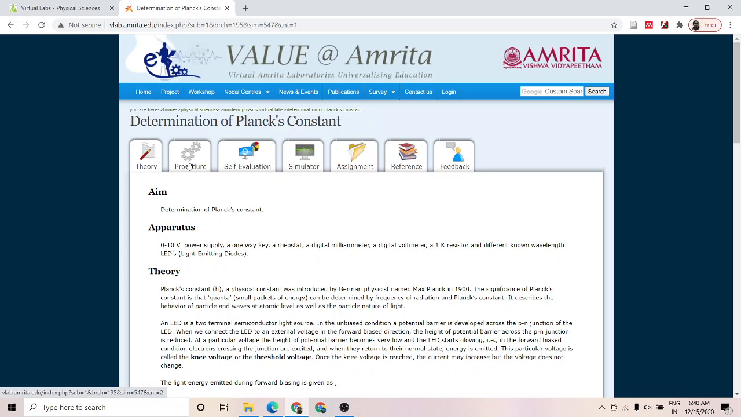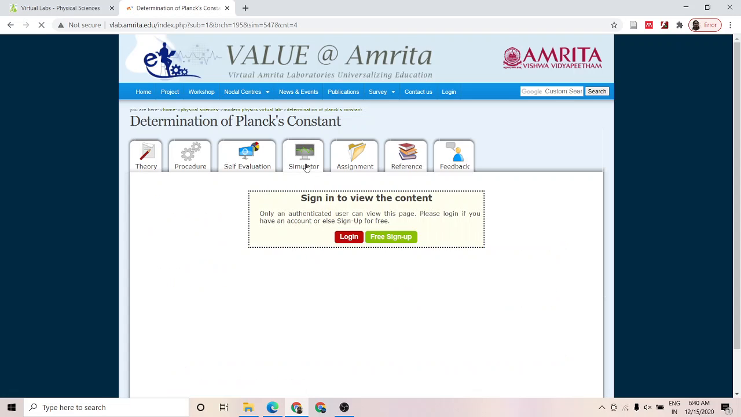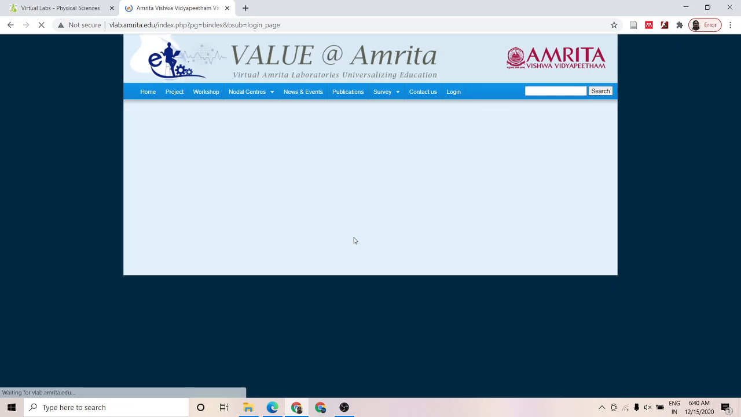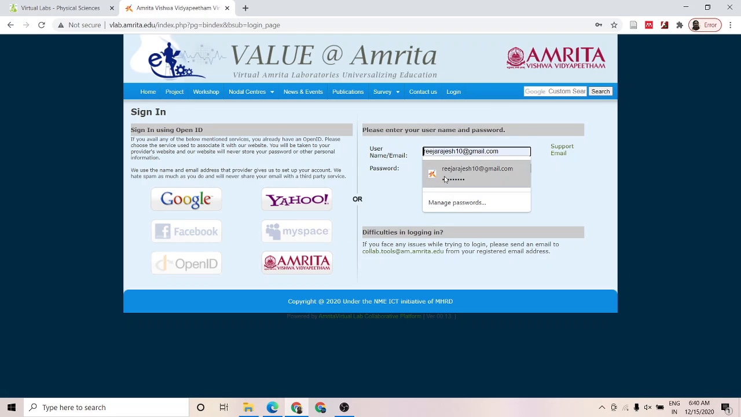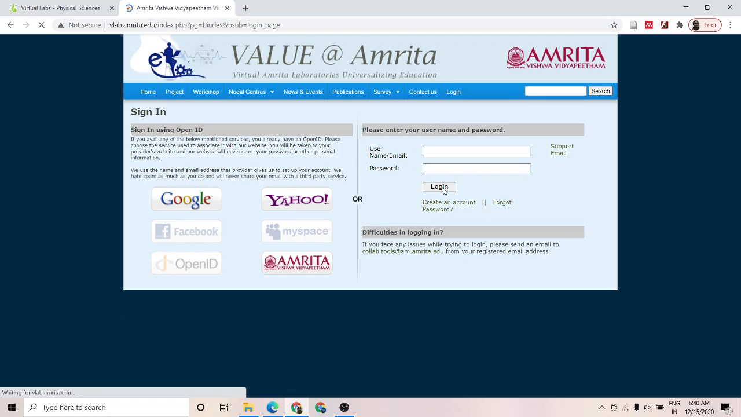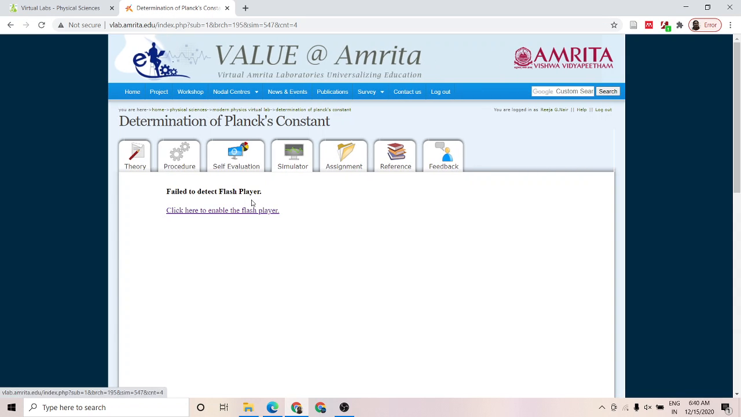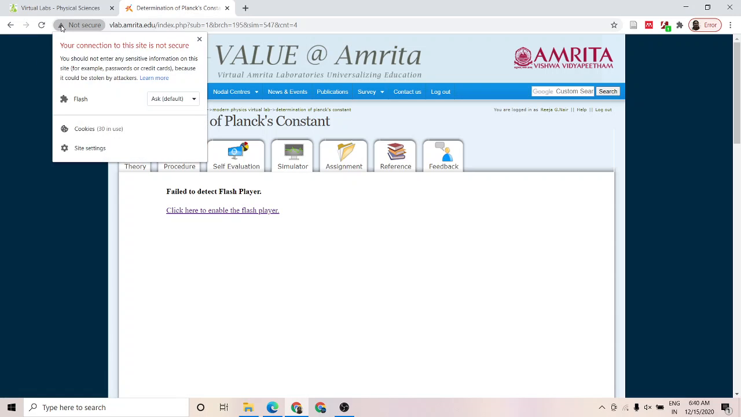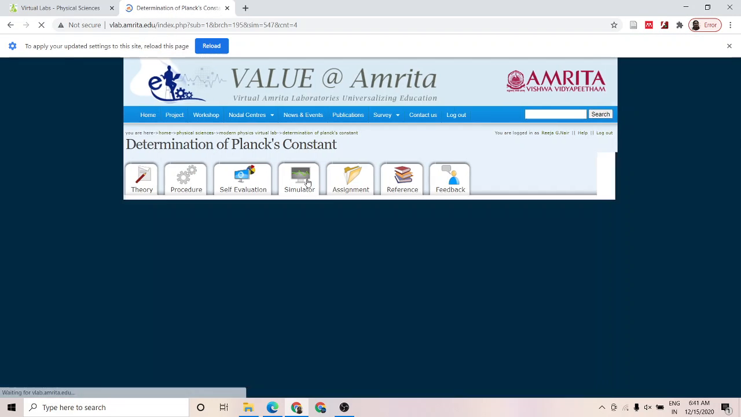The theory of the experiment, the procedure and all are given here. You can go through all those. Now I am directly going to the simulator. You'll have to log in. Once we log in, it's given here: click here to enable the flash player. What you have to do is, you go to the site information. There you are asked to install flash here. So what we do is allow flash. Once you allow flash, you'll be able to go to the simulator.